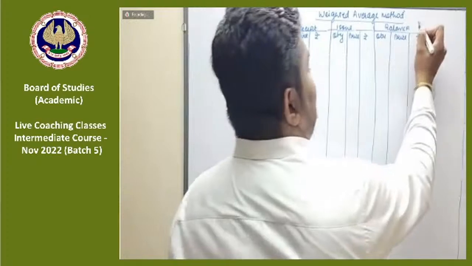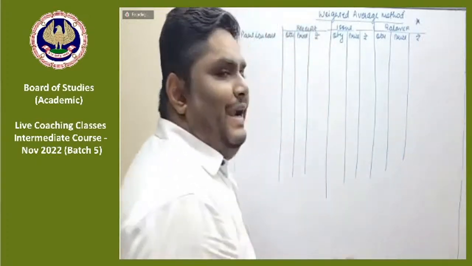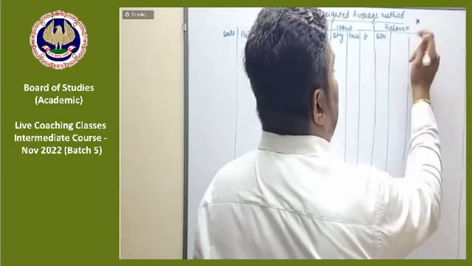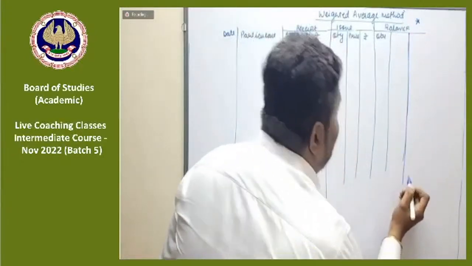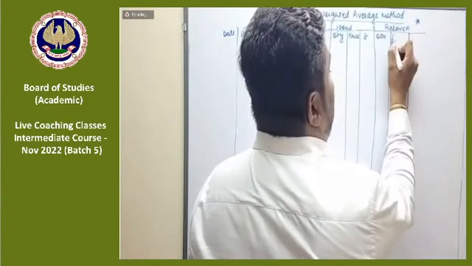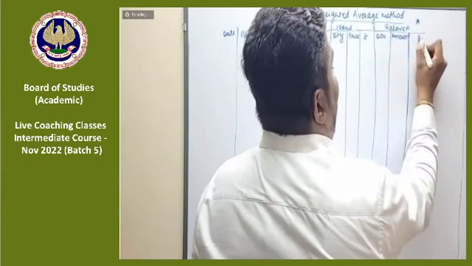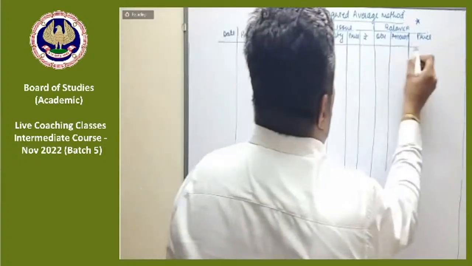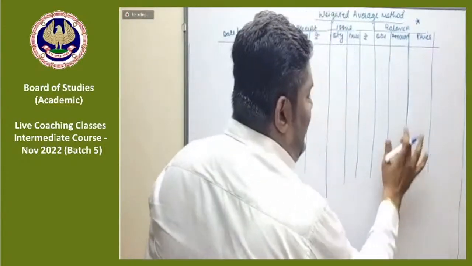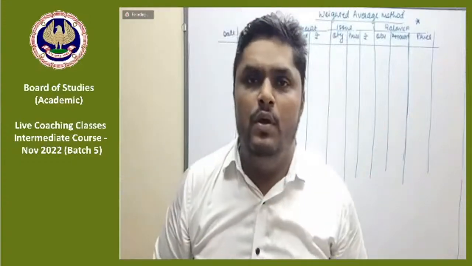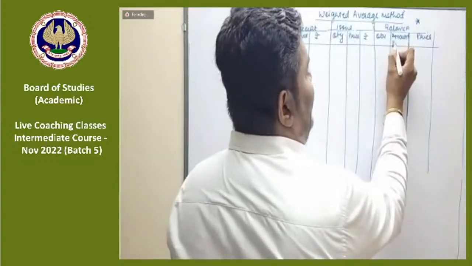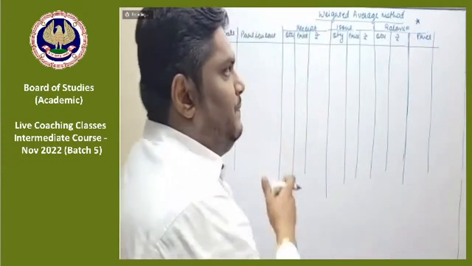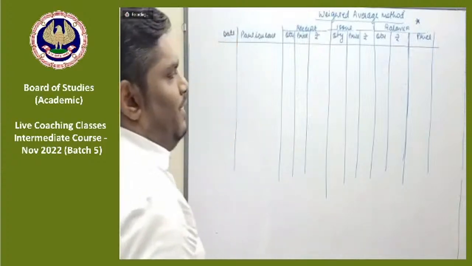Now, very important, guys, when writing the balance column, I do personally advise to write the amount column here and the price column here. Why I have done this, I'll explain while discussing the question. So I request you to write the amount column first and the price column last in the balance part. So now let's start with the question.